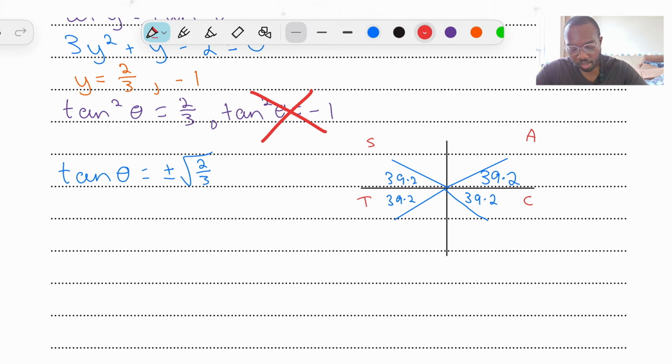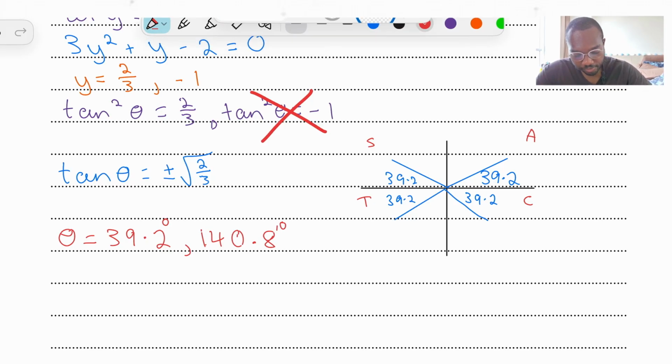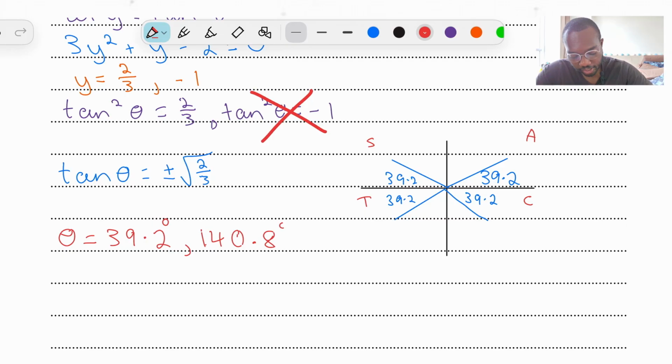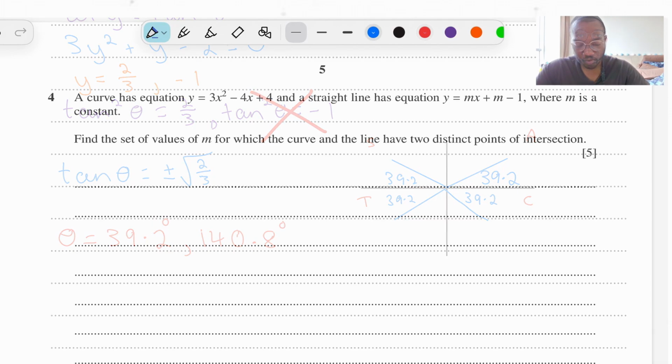In our case, 39.2 is one of them. The other one would just be in that sine quadrant, which would be 180 minus the 39.2, and that would be 140.8. Okay, so we've worked out our 2 points. It would be 39.2 degrees and 140.8 degrees.